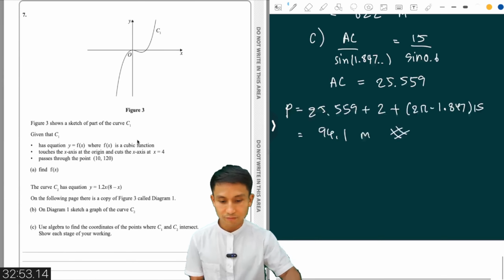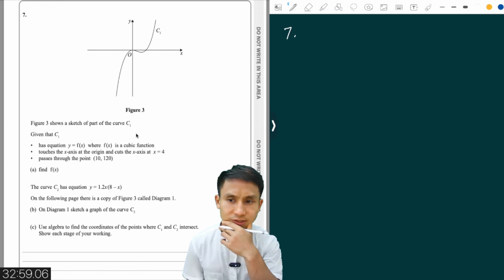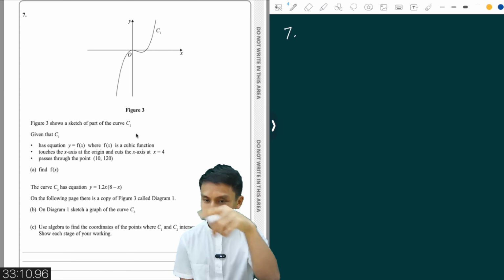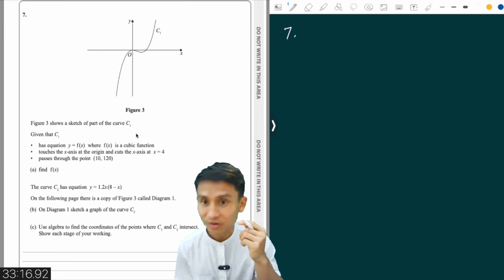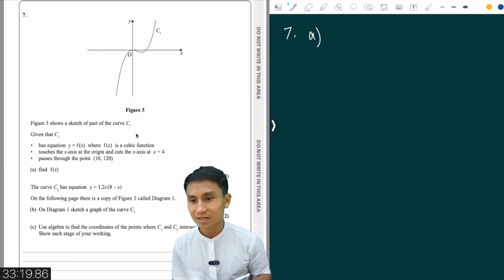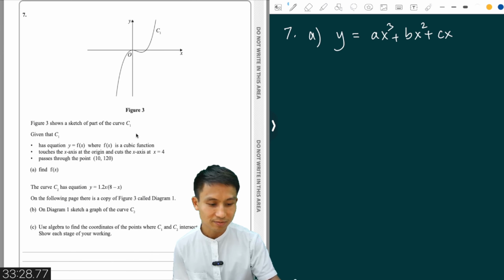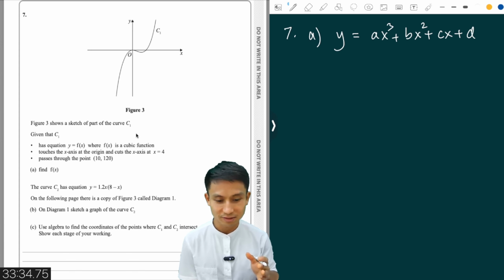And let's do number 7. Figure 3 shows a sketch of part of the curve C1, where f(x) is a cubic function that touches the x-axis at the origin and cuts the x-axis at x equals 4. Touches means that is where the turning point is. It passes through the origin and passes through the point (10, 120). So we need to get the cubic equation. First you need to know that y equals ax cubed plus bx squared plus cx plus d, the general form of a cubic function.